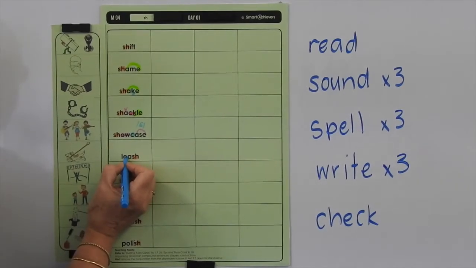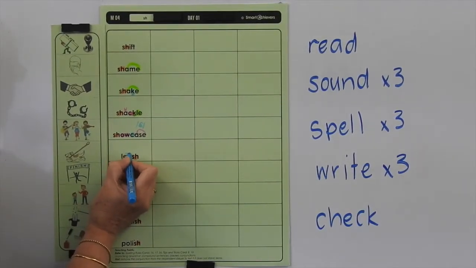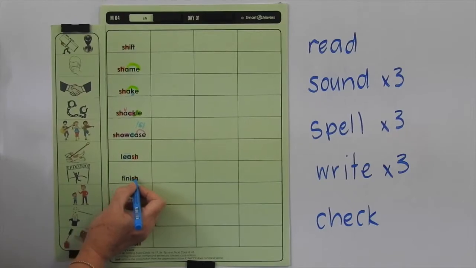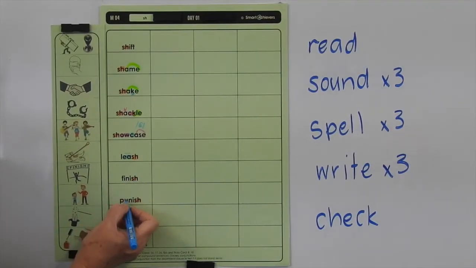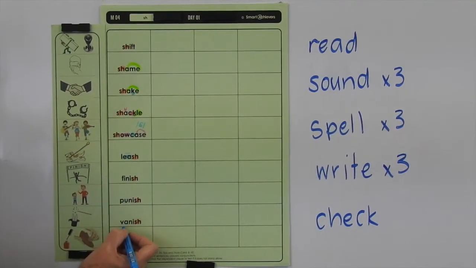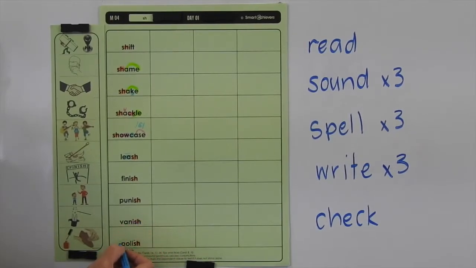Leash, we've got the EA in here too, making that long E sound. Fin-ish, that's a nice easy one to sound. Pun-ish, you can sound that one out. Van-ish, you can sound that one out. And polish, you can sound that one out.